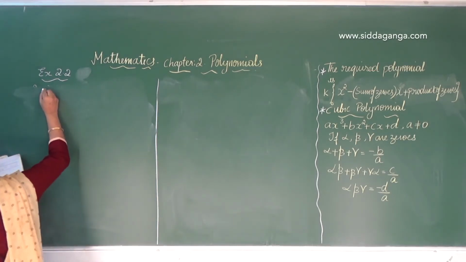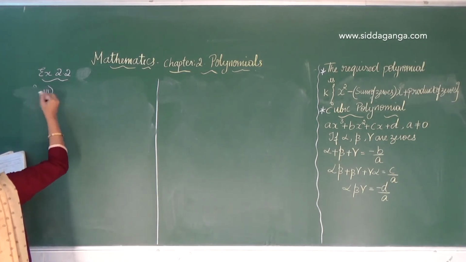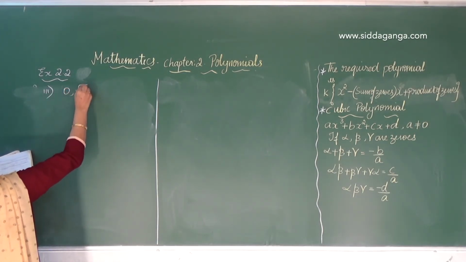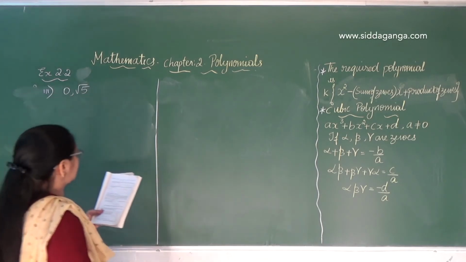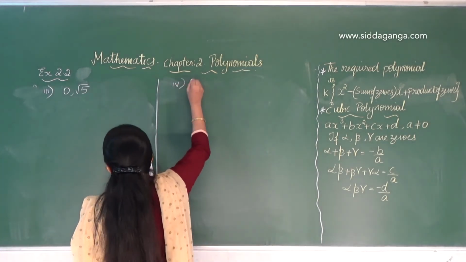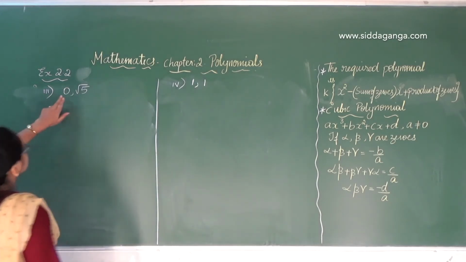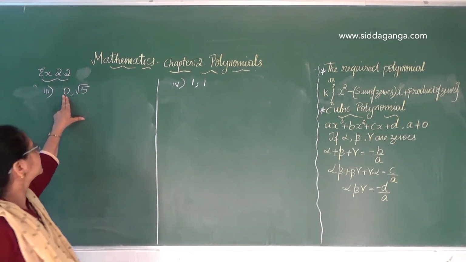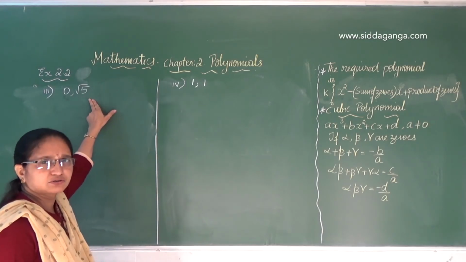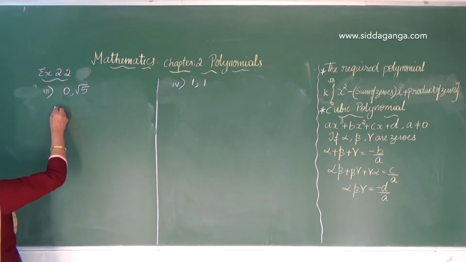Now, third one, 0 comma root 5, and fourth one, 1 comma 1. See, the sum is given, the sum of the zeros is 0 here and the product is root 5. So, let us do again.